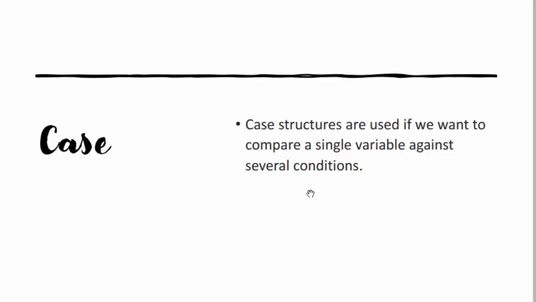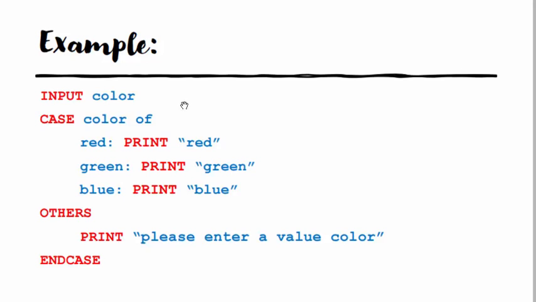Another conditional structure is the case structure, which is used if we want to compare a single variable against several conditions. An example of case is given here. We have an input here. This denotes an input where the user will input a color. And then there's a case here of the color of the input.